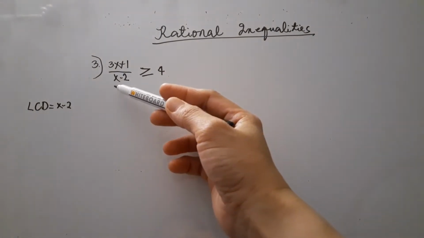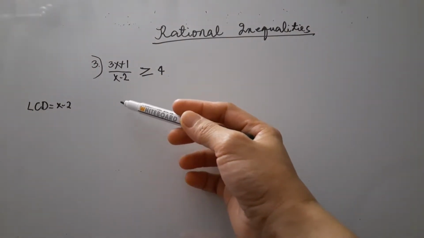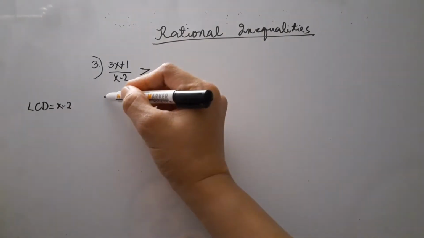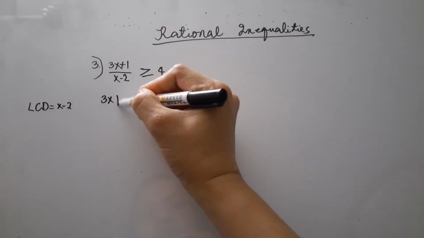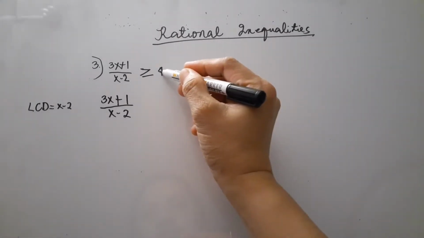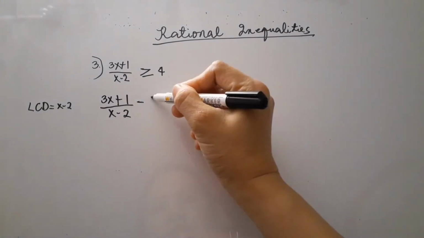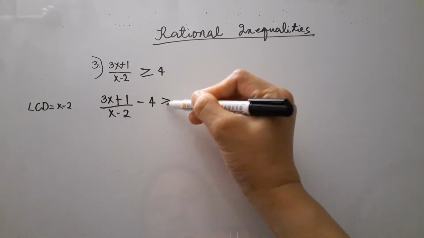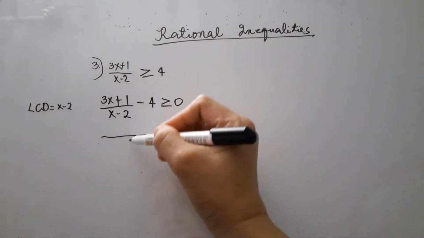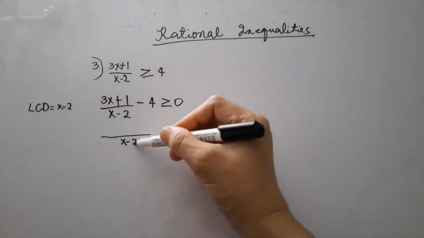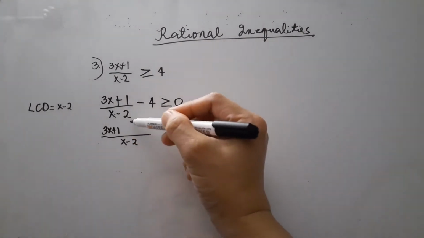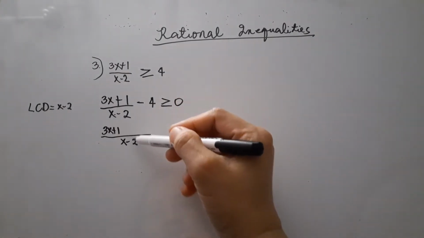And then let's have example number 3. We have (3x + 1)/(x - 2) ≥ 4. So we have (3x + 1)/(x - 2), and then we can transpose positive 4. So it becomes minus 4 greater than or equal to 0. And then our LCD is x - 2. Since x - 2 divided by x - 2 is 1, so we have 3x + 1 times 1.